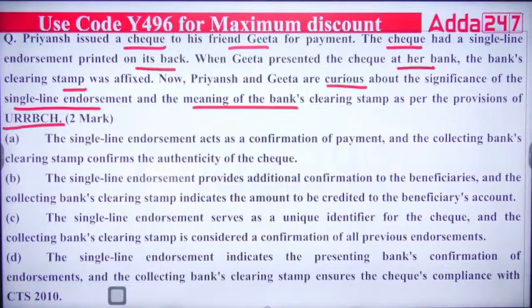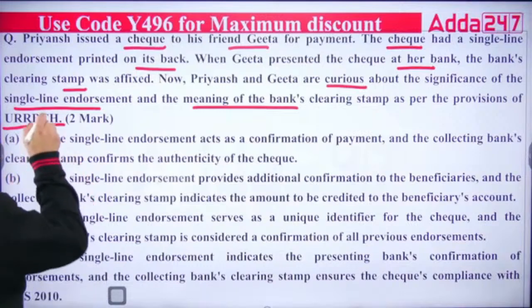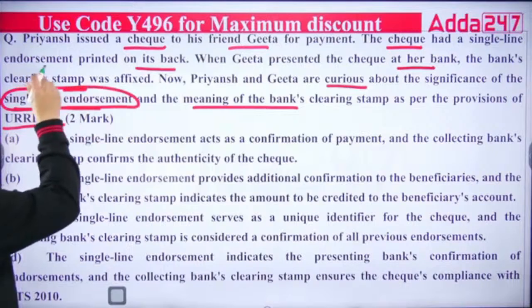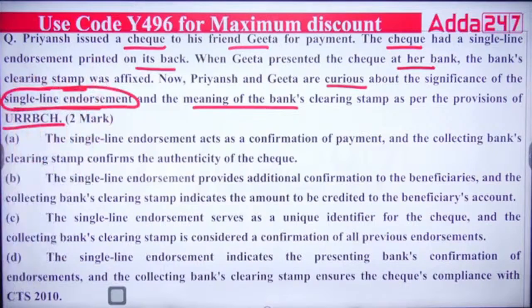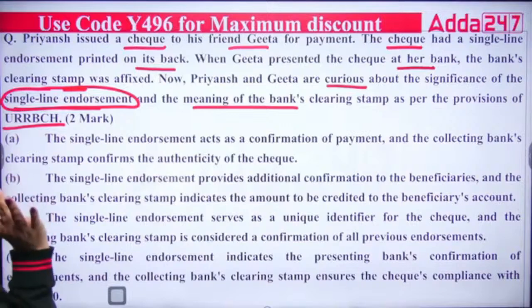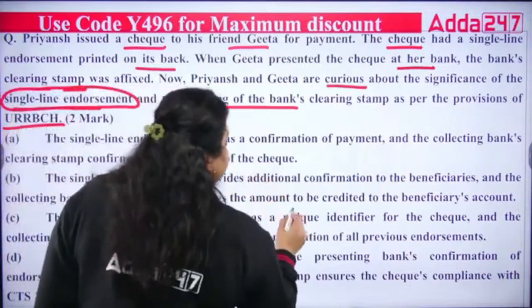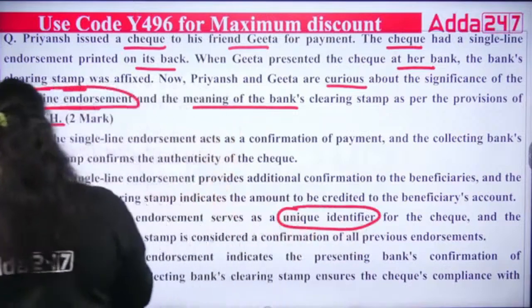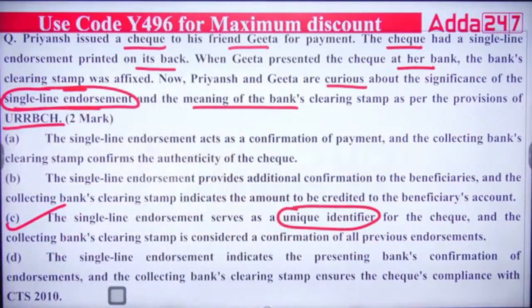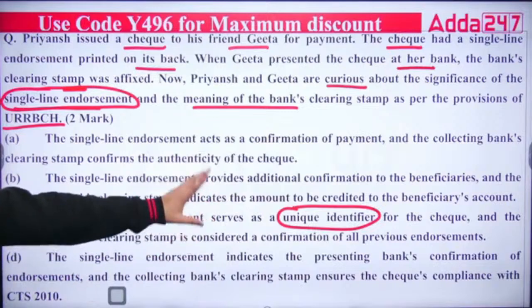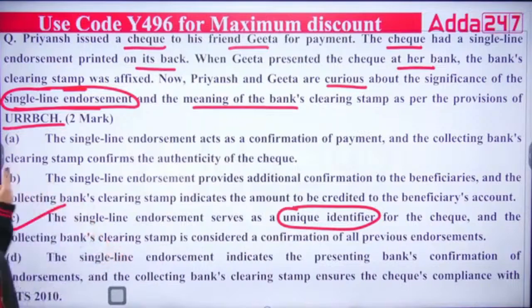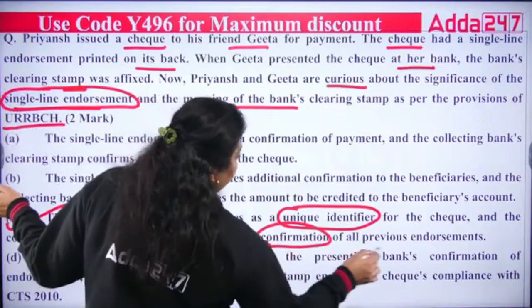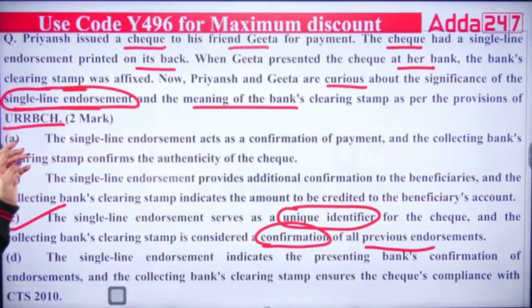Okay. So the single line endorsement on the back side of a check, what does it serve as? It serves as a unique identifier for the specific check. So when you find a single line endorsement on the backside of the check, it represents that it's a unique check. It's a unique identifier for the specific check. And the unique identifier we are talking about is only in your option number C. So the right answer is C. The single line endorsement serves as a unique identifier for the check and the collecting bank's clearing stamp is considered as confirmation that all the previous endorsements have been completed. So the right answer for this question will be C.